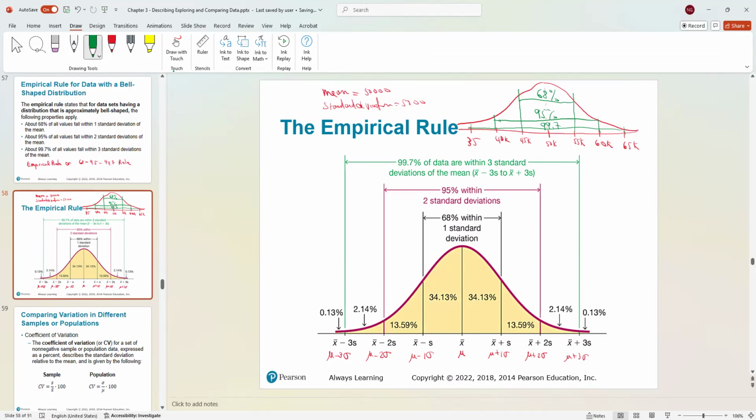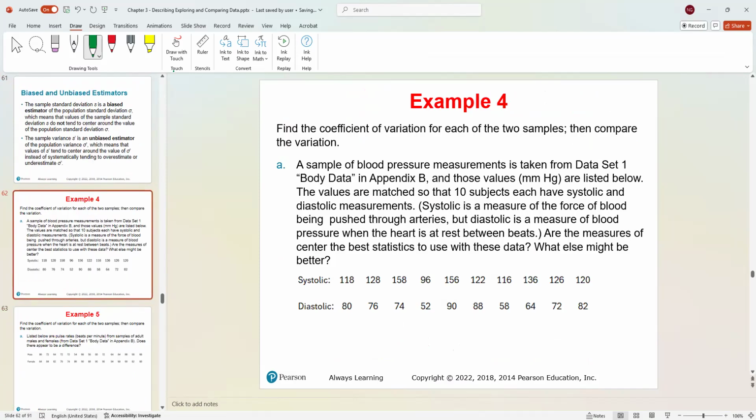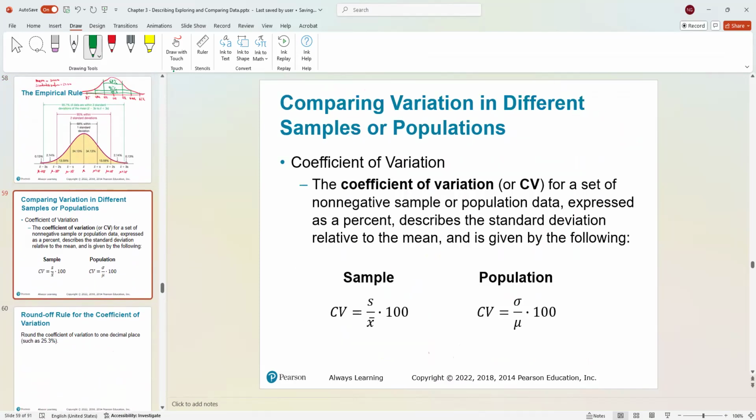Now, there is other important information you need to cover in these sections, and that is the coefficient of variation. I believe we did talk about it. We have two examples to cover to finish.